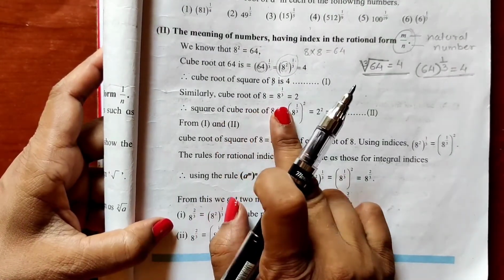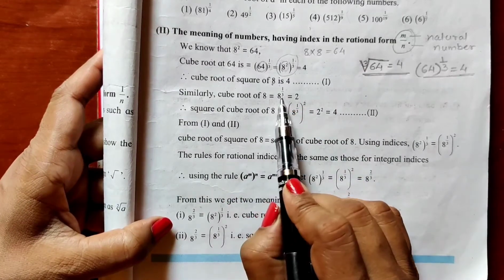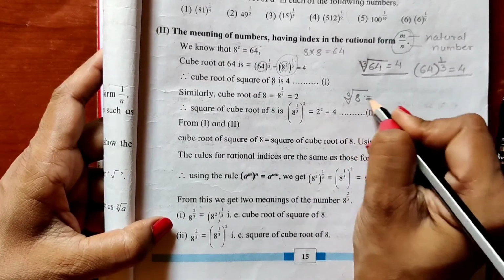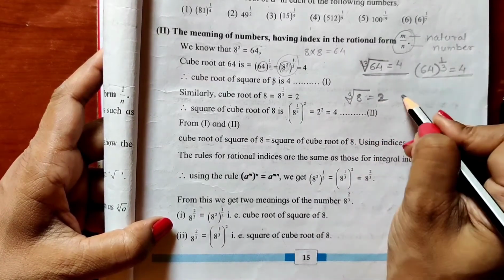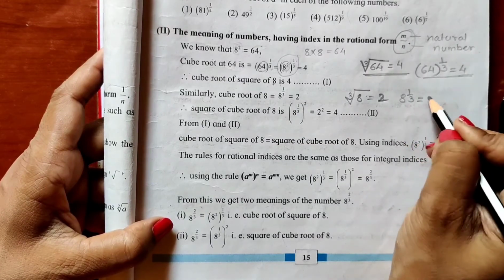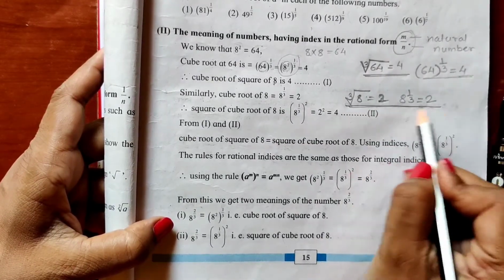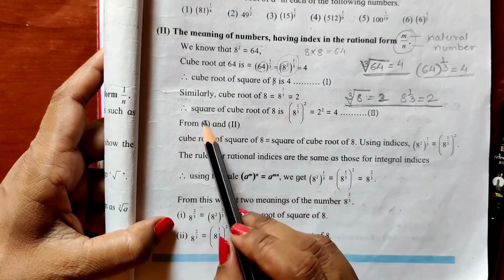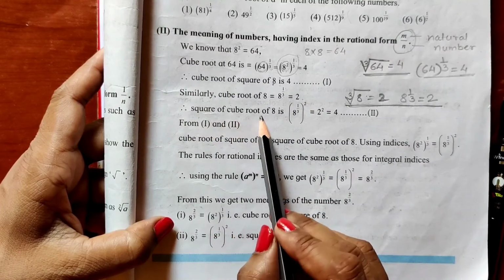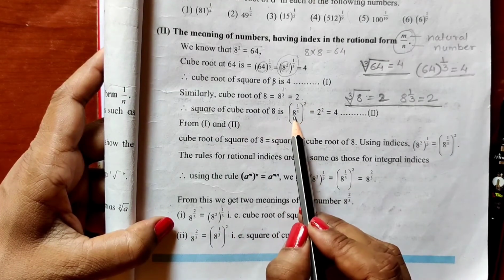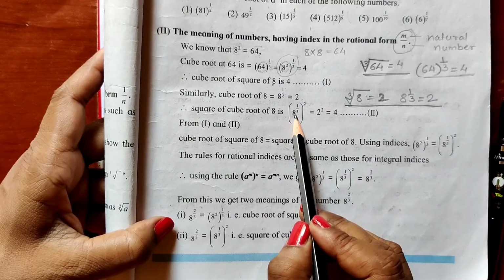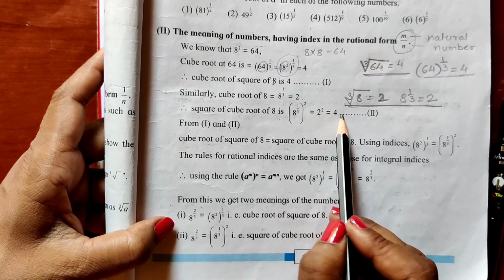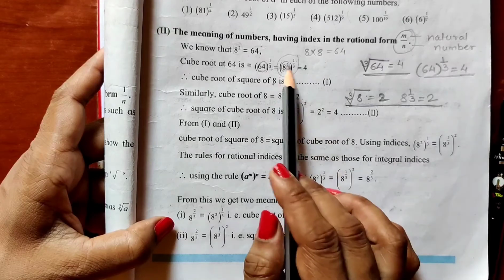Similarly, the cube root of 8 is equal to 2. We all know cube root of 8 is 2. It can be written like this: cube root of 8 is equal to 2, or it can be written as 8 raised to 1 upon 3 is equal to 2. One and the same thing, meaning is the same. So square of cube root of 8 is 2 square, which is equal to 4. Cube root of 8 is 2 and 2 square is equal to 4. So again the meaning is same, answer is same.